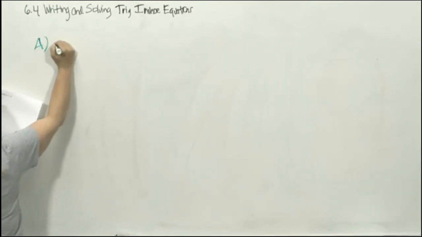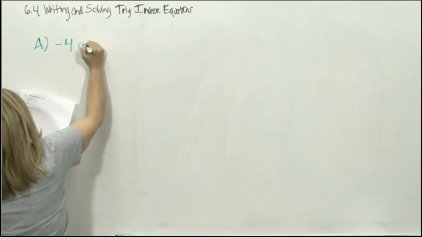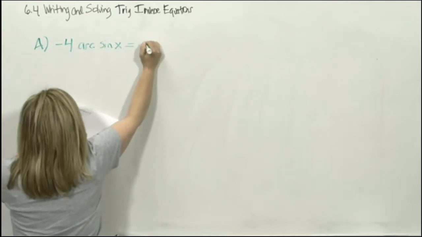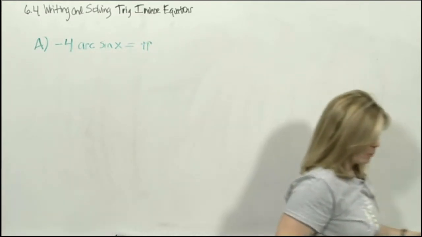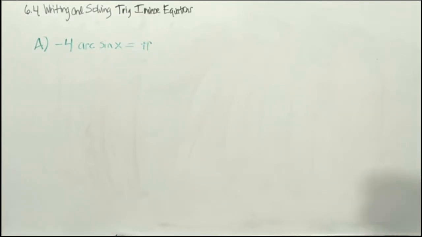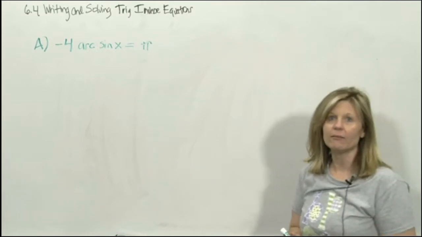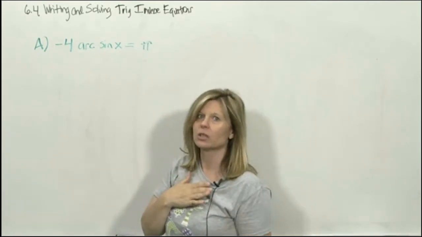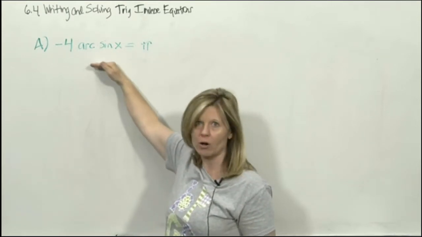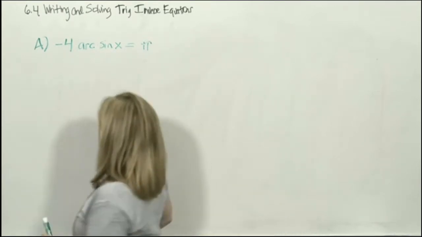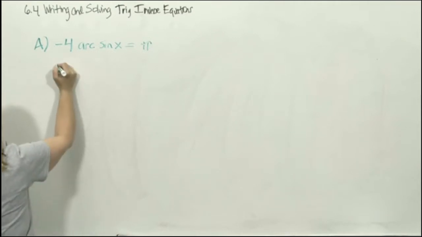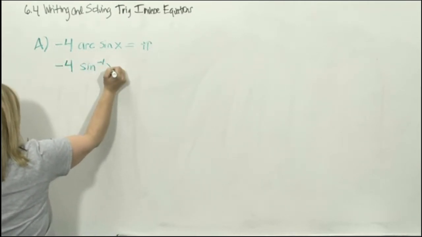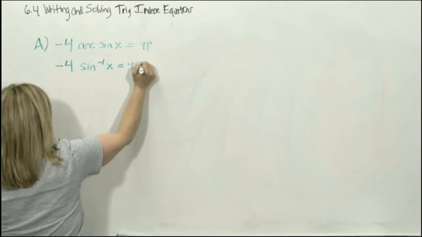Equation A says to solve -4 arc sine x equals pi. When we look at that equation, we know that is a trig inverse equation. We've talked about old school: when I was in high school and college, they used the word arc to mean inverse. Let's rewrite that the way you're used to seeing it. This would be written -4 sine inverse x equals pi.